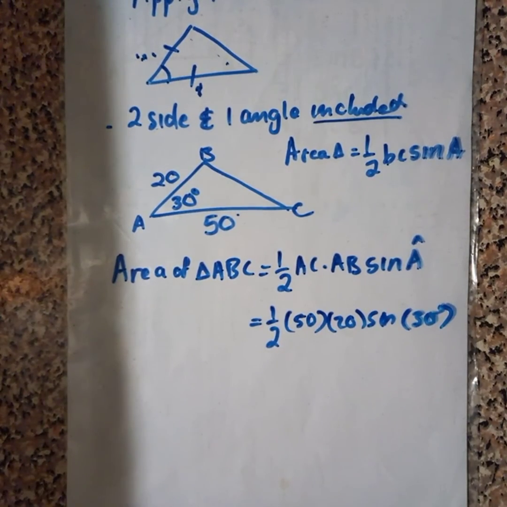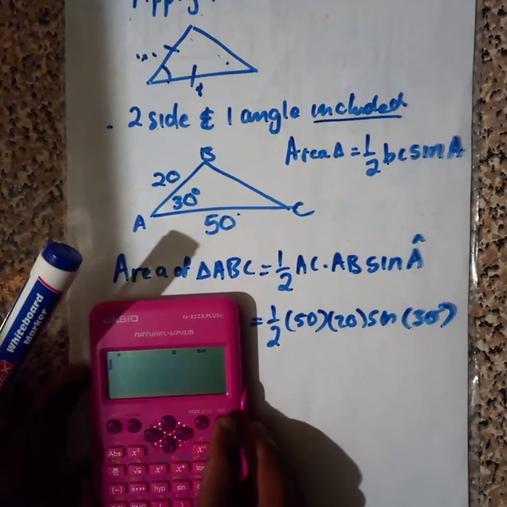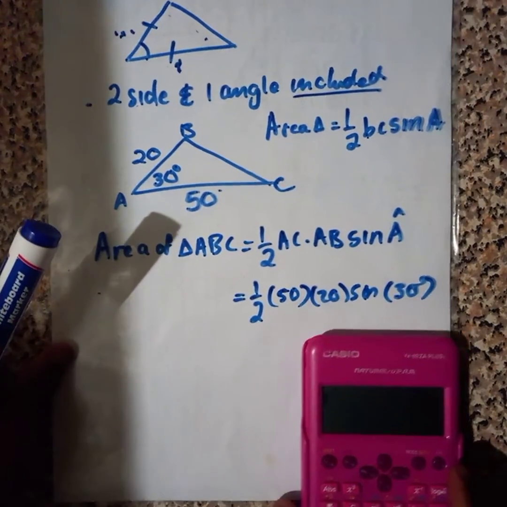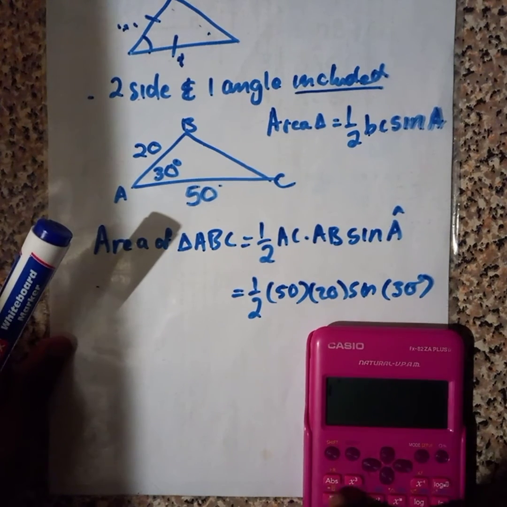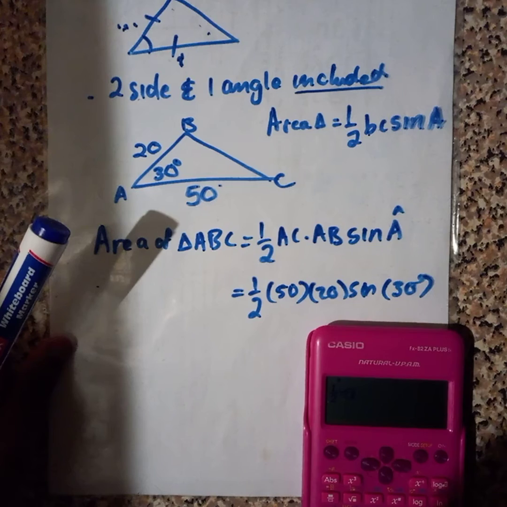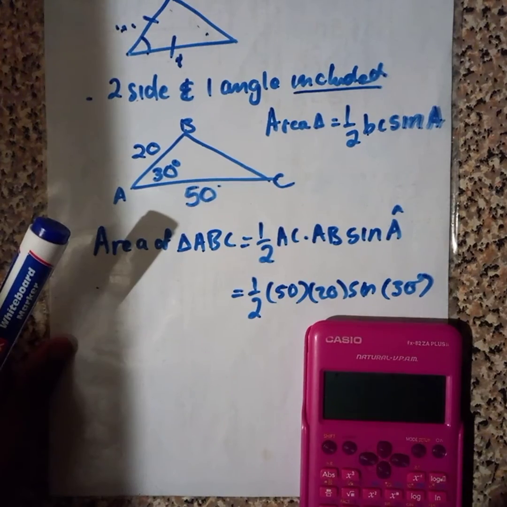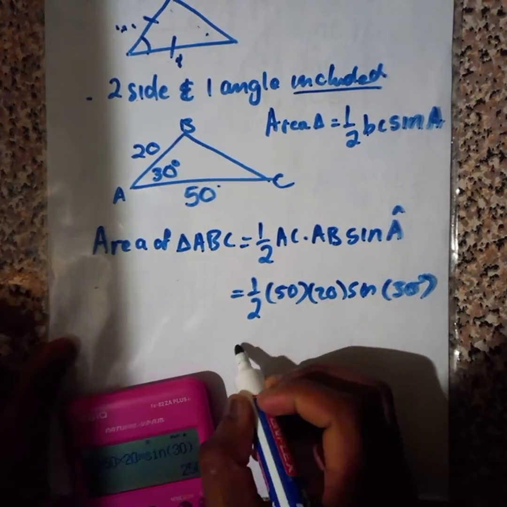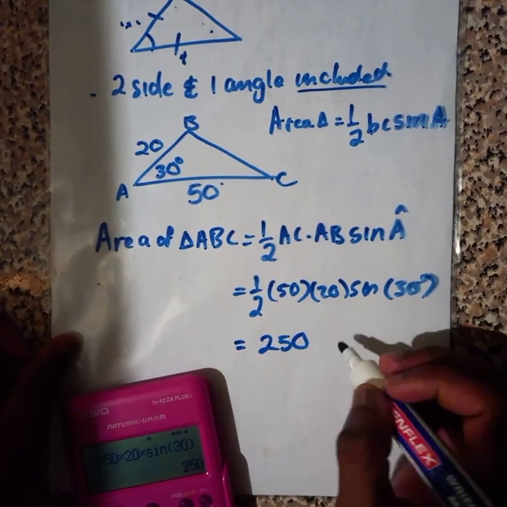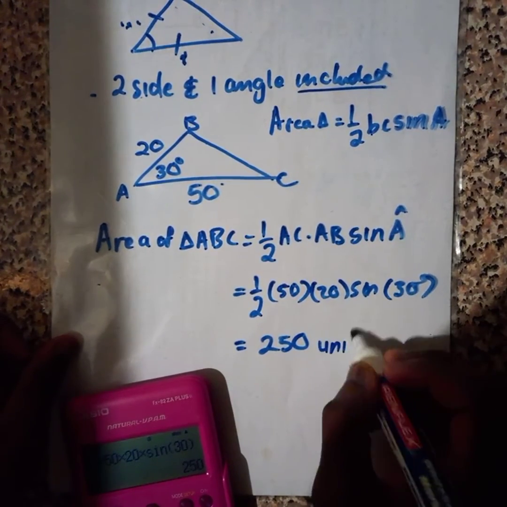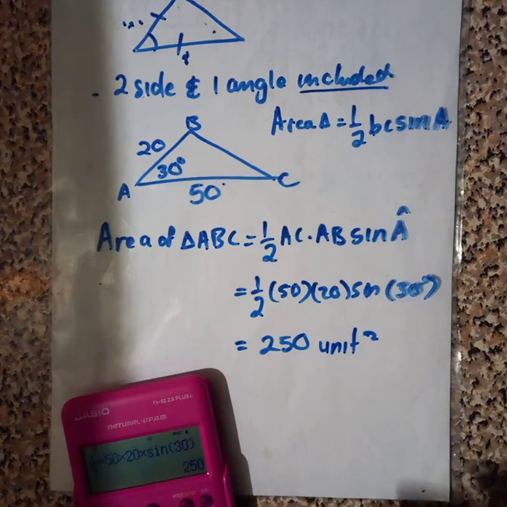Then let us use our calculator and see. We have 1 over 2 multiplied by 50 multiplied by 20 multiplied by sine of 30. Then we get 250. Don't forget, this is the area, so you say units squared.